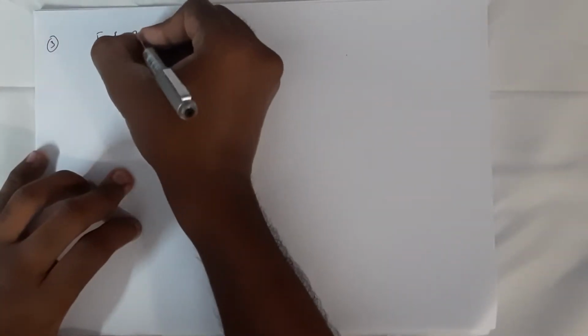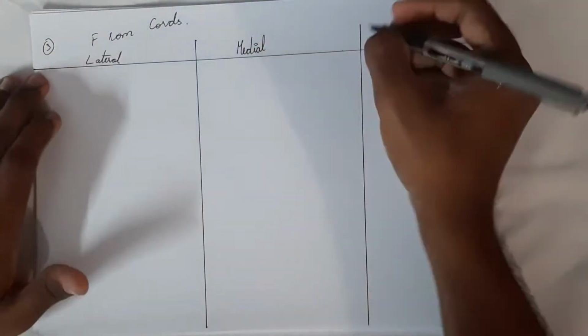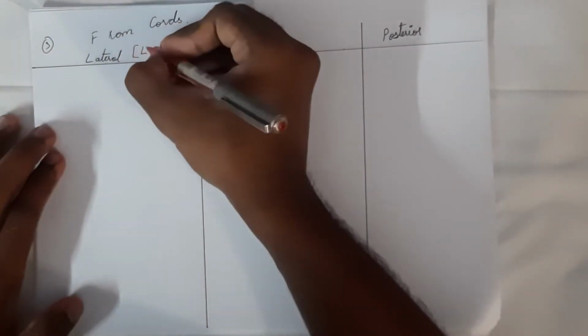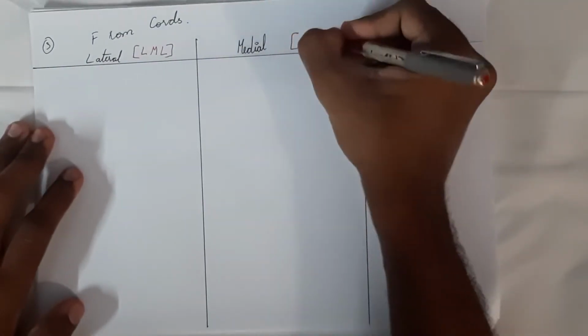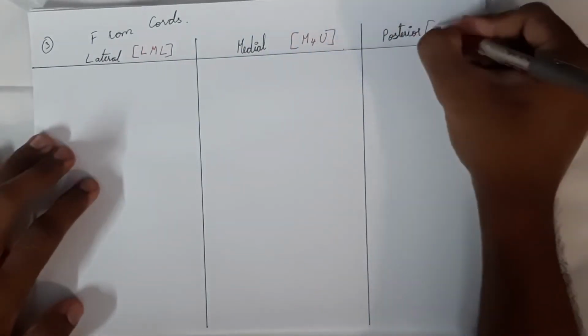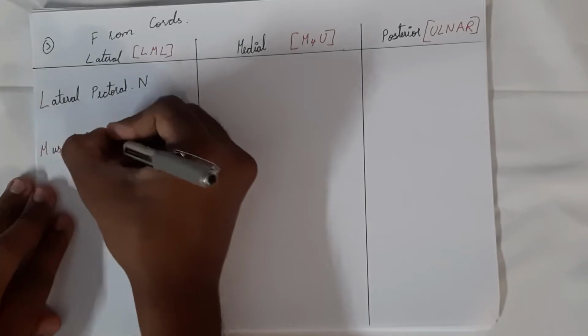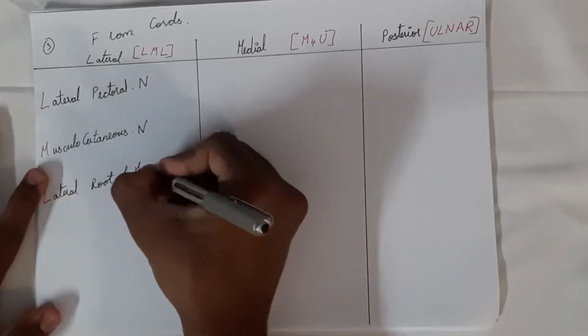And the most important thing, from the cords. Now the cords can be divided into three. There is a lateral, medial and posterior cord. Each one of them has a specific acronym. For the lateral, it is LML, and for the medial, it is M4U, and for the posterior cord, it is ulnar. And for the lateral cord, it starts with the lateral pectoral nerve, the musculocutaneous nerve, and then the lateral root of median nerve.